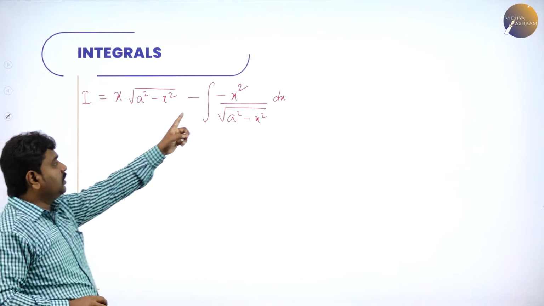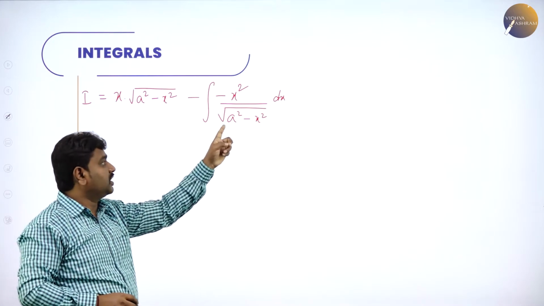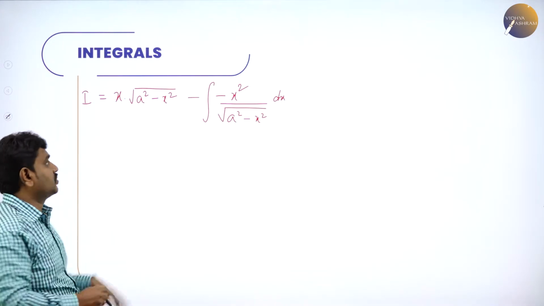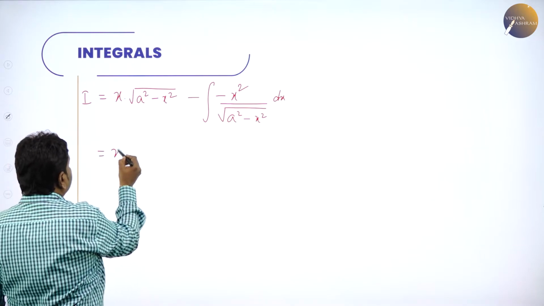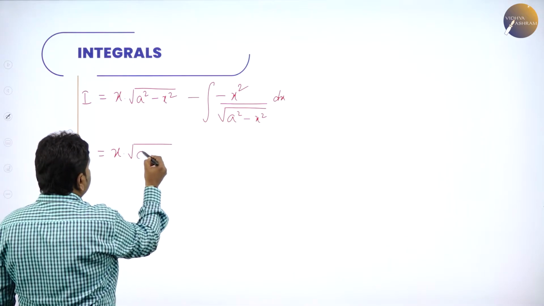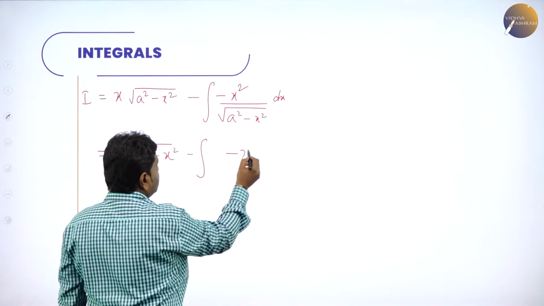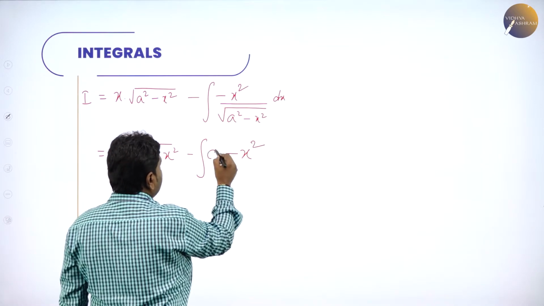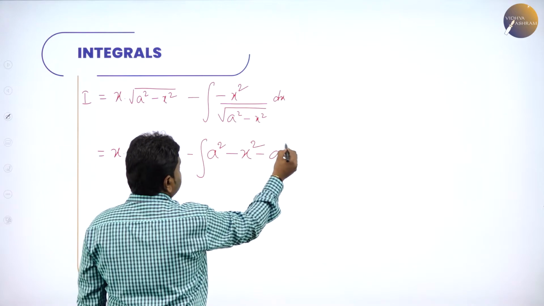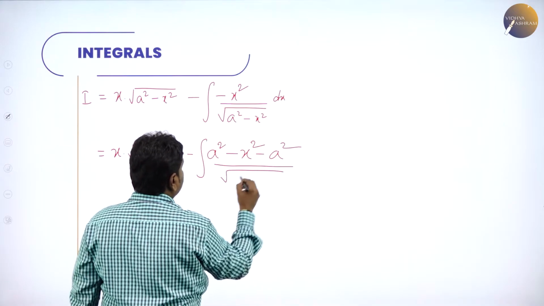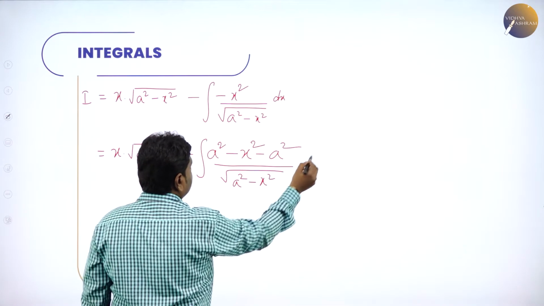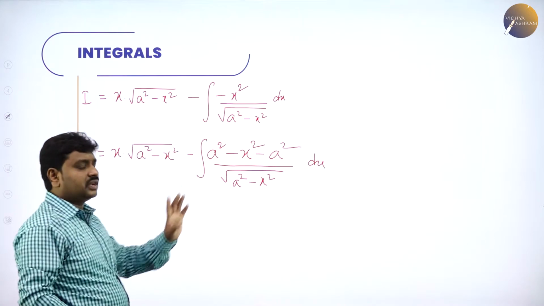Now in the numerator we have minus x square, but in the denominator we have a square minus x square. So that is x into root of a square minus x square minus, I have minus x square, the missing term is a square. Add and subtract a square: plus a square minus a square, divided by root of a square minus x square dx. Now as usual, split the terms.